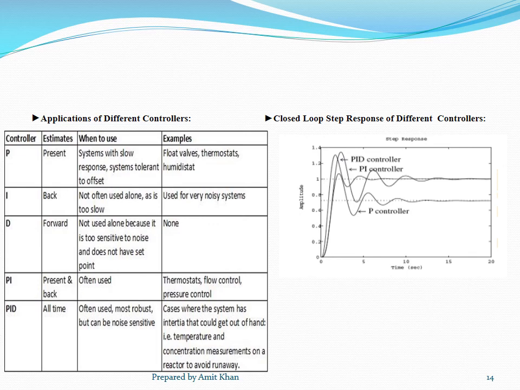Then comes the PID controller, which is mostly used. The PID controller is very often used in process industries. It is the most robust but can be noise sensitive. Examples are cases where the system has inertia that could get out of hand, such as temperature and concentration measurement on a reactor to avoid runaway.